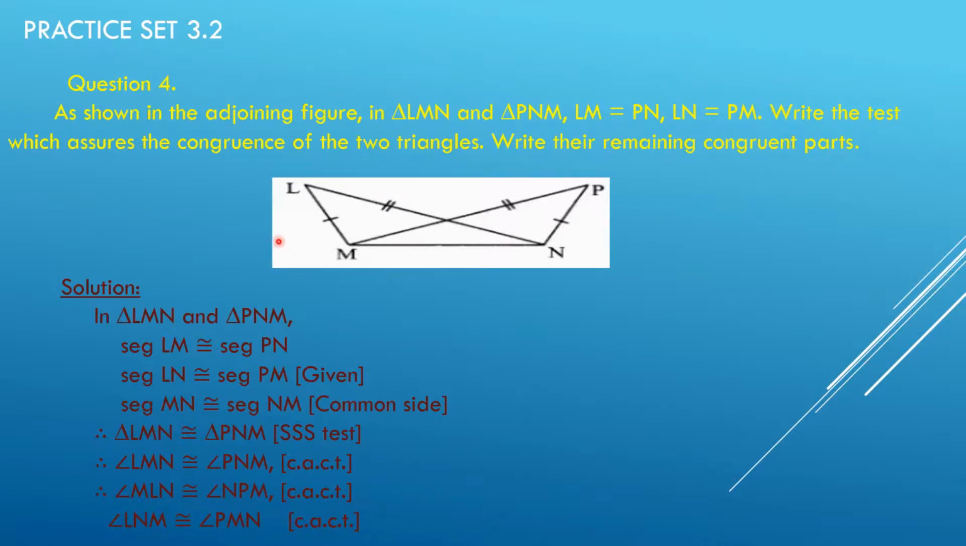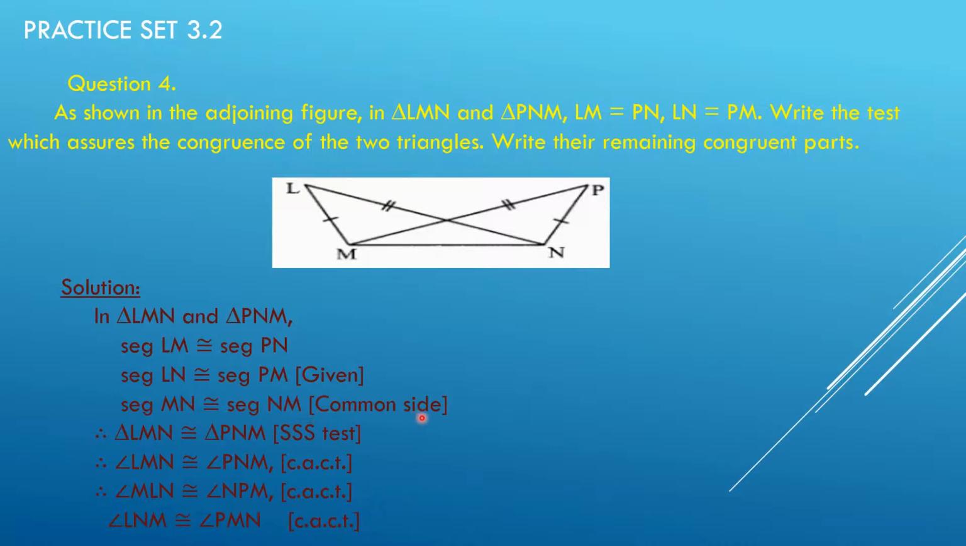In this figure, segment LM and segment PN are congruent, and segment LN and segment PM are also congruent, and in these two triangles segment MN is the common side. First you have to write what is given in this question. Solution: in triangle LMN and triangle PNM, segment LM congruent to segment PN and segment LN congruent to segment PM and segment MN congruent to segment NM, which is a common side.